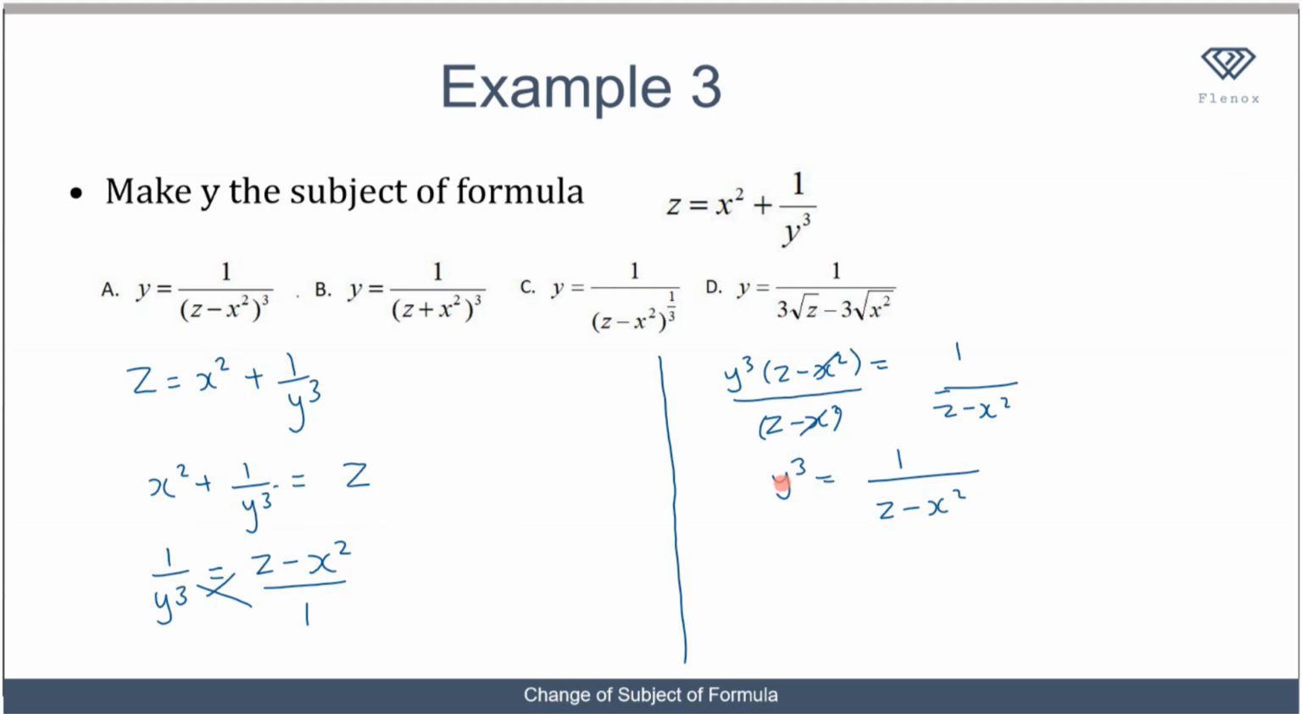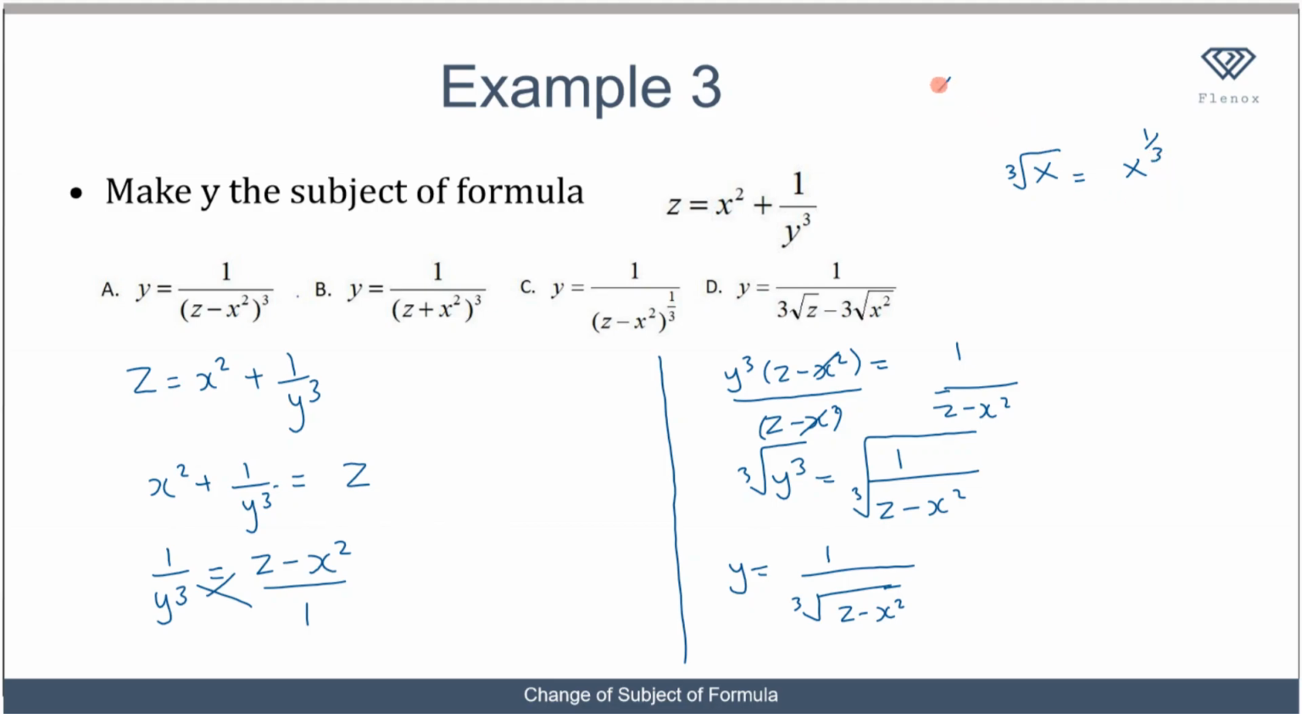So now to find y, I have to find the cubic root of y cubed. So when I find the cubic root of both sides, I have y is equal to, then what is the cubic root of 1? It is 1. And the cubic root of the denominator will just be the cubic root of z minus x squared. So now if you remember from our law of indices, the cubic root of a number is the same thing as what? That number raised to power 1 over the root 3.